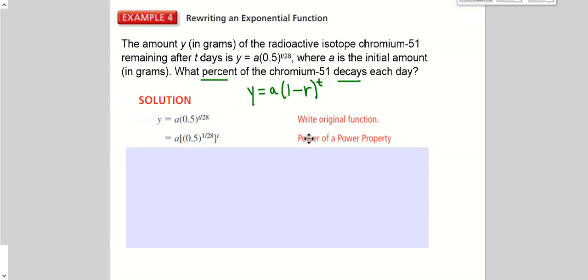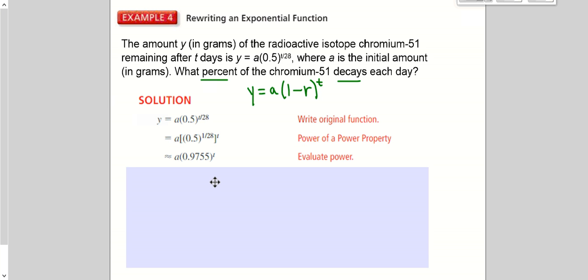Use your power of a power property. So 1 over 28 times t is equal to t over 28. We're going to pull those two numbers apart so that t can be separated. But this is equivalent to the original equation. Now we can evaluate 0.5 to the 1 over 28 power, and we get 0.9755.